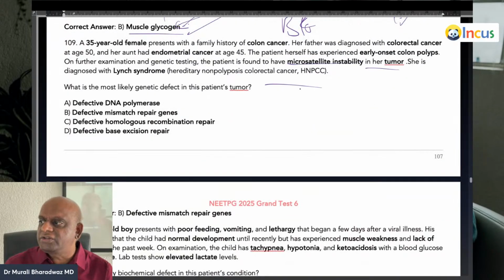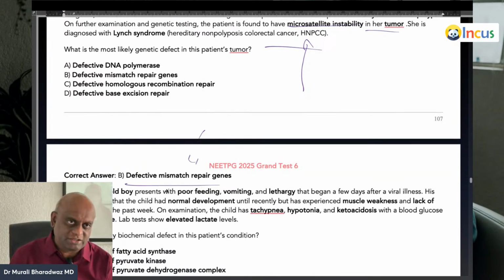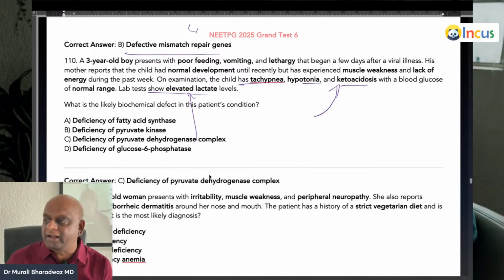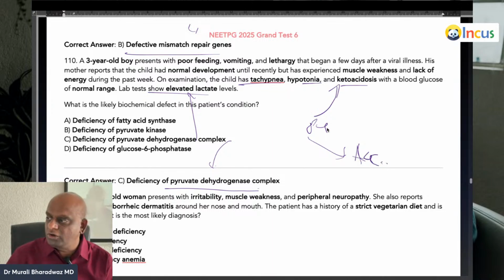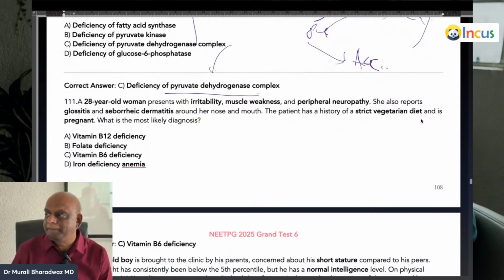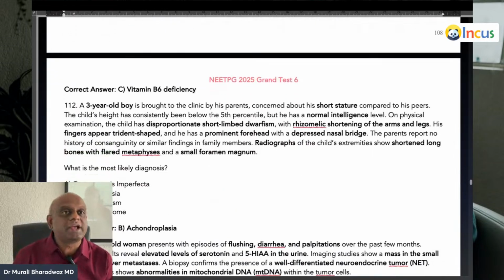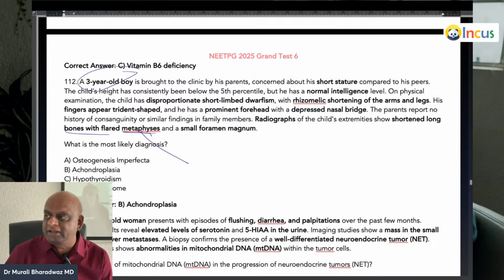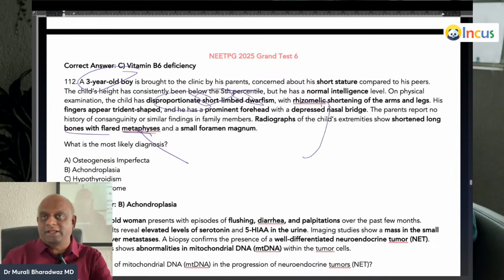So there is a microsatellite instability with hereditary non-polyposis colon cancer. It is a defective mismatch repair gene. There is a tachypnea, hypotonia with ketoacidosis with elevated lactate, meaning the pyruvate dehydrogenase which converts pyruvate into acetyl-CoA is missing. So all pyruvate by the action of LDH will become lactate. Hence there is an increase in lactate. There is a peripheral neuropathy, muscle weakness, irritability, seborrheic dermatitis, which is an important clue to say it is vitamin B6 deficiency.